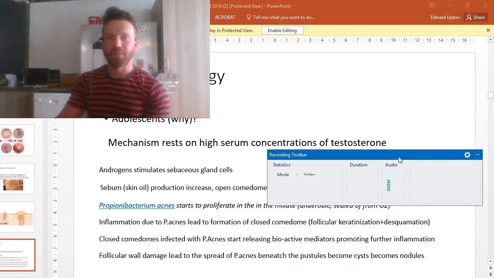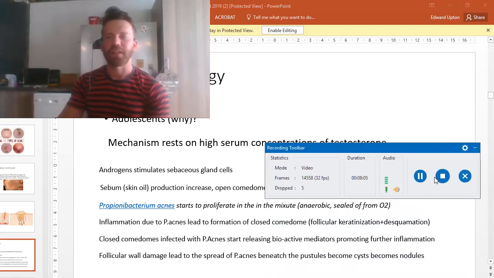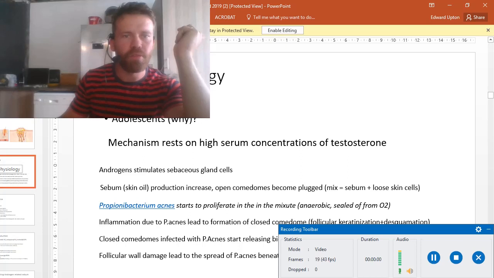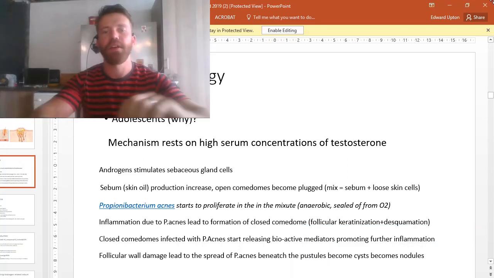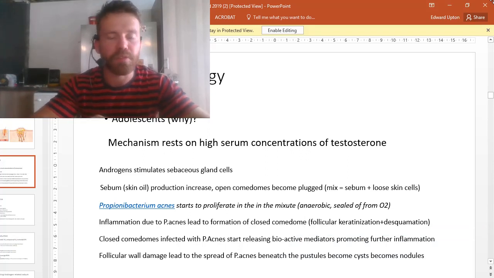So the mechanism, or the pathophysiology, let's start with that next. Okay, so how do we actually get acne? What is the process? How does our body actually start forming those pimples and pustules, etc.?